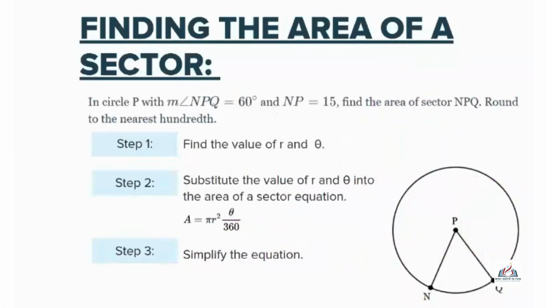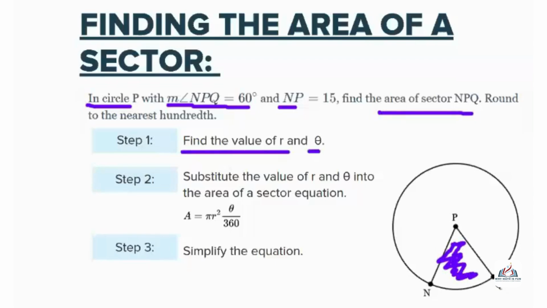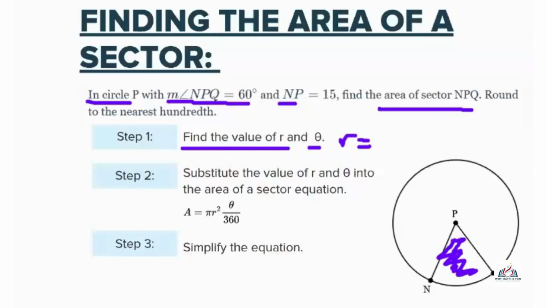So let's look at an example here. It says in a circle P with the measurement of angle NPQ equals 60 degrees, NP is 15. Find the area of sector NPQ. So we want to find the area of this section right here. The first thing we need to do is find the value of R. What is R? The radius, right. And in our problem, the radius is 15.